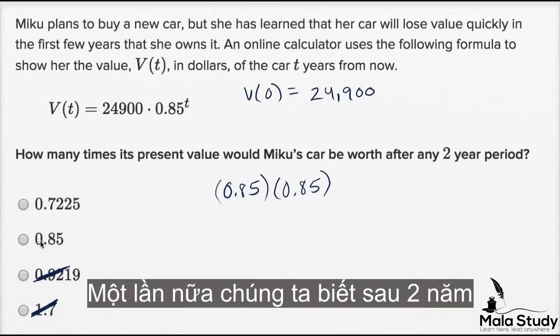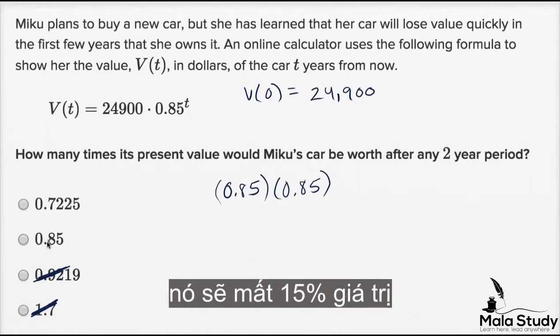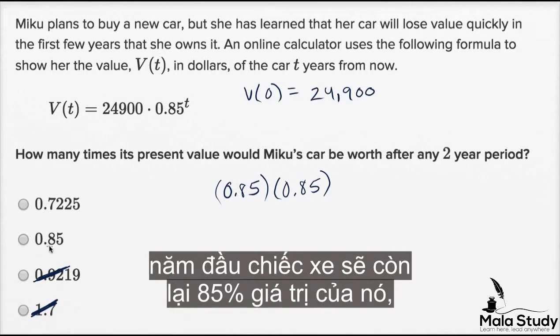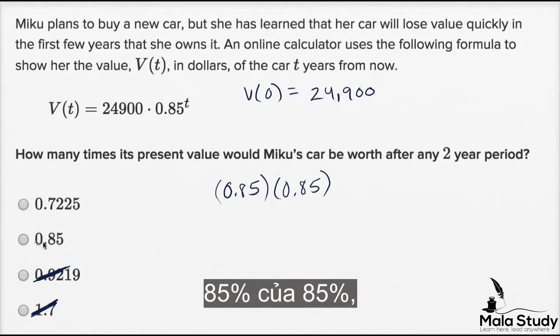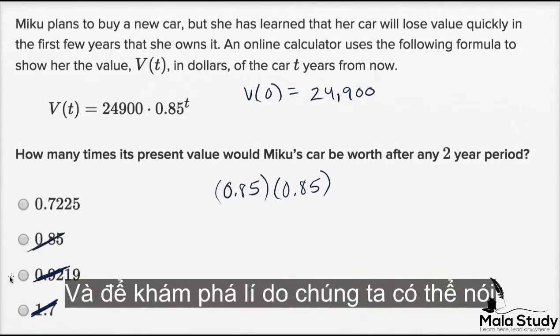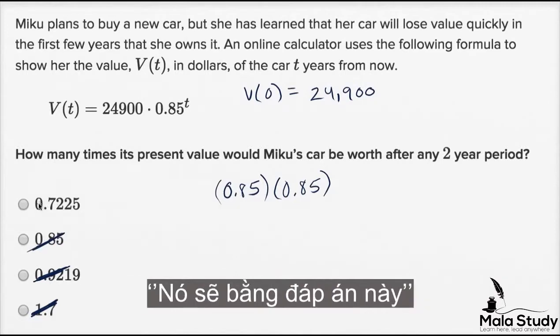Once again, we know after 2 years, it's going to lose 15% of its value 2 years in a row. Or in year 1, it's going to retain 85% of its value, but then in year 2 it's going to retain 85% of that, 85% of 85%. So it still can't be 85. And just with deductive reasoning, we could say this is going to be this right over here.